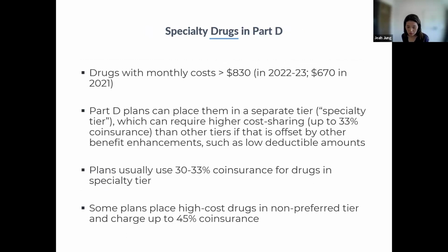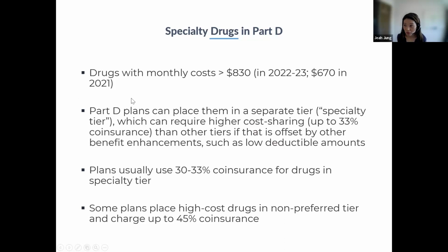Since I'm talking about this tier, I want to mention specialty drugs in Part D. Specialty drugs, in a simple way, are expensive drugs. A lot of biologics or new drugs that have high cost, we call them specialty drugs. So in Medicare Part D, they define specialty drugs as drugs that have a monthly cost greater than $830 in 2022 and 2023. It used to be only $670 in 2021.